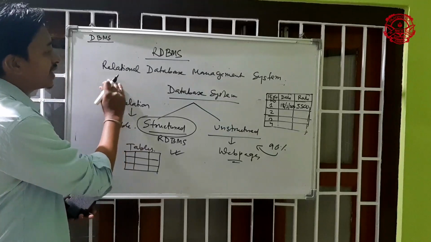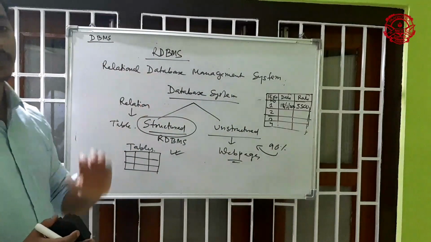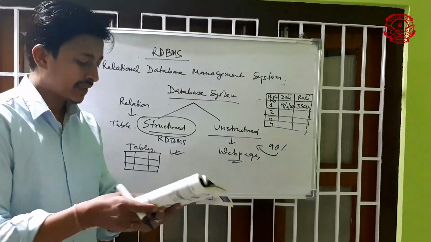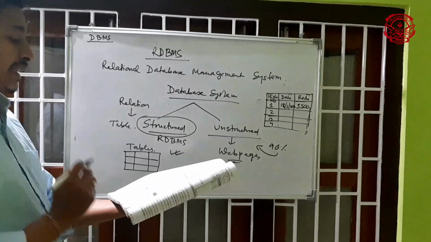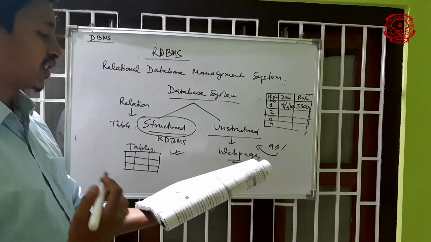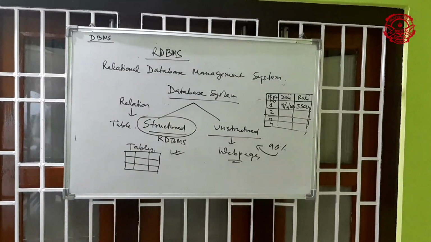Now, what is a relational database management system? It is used to manage the system. In the book you can see here, this is software that manages the creation, modification, deletion, and addition of data. What does that mean?